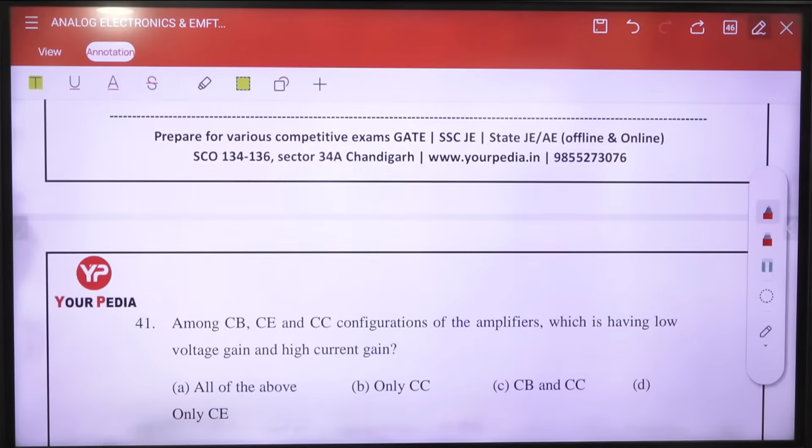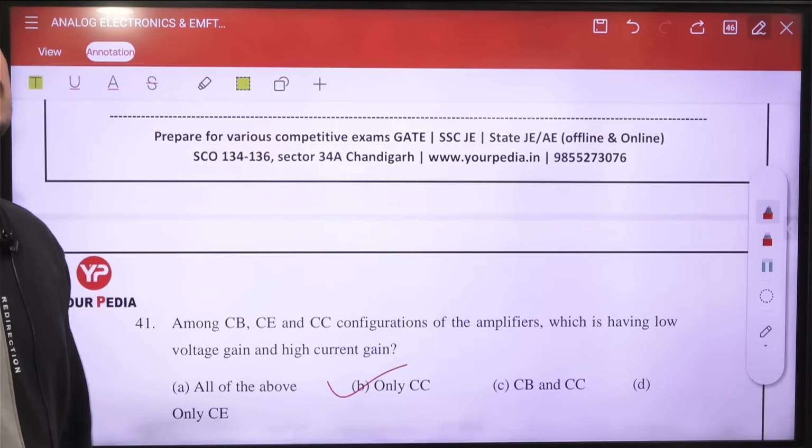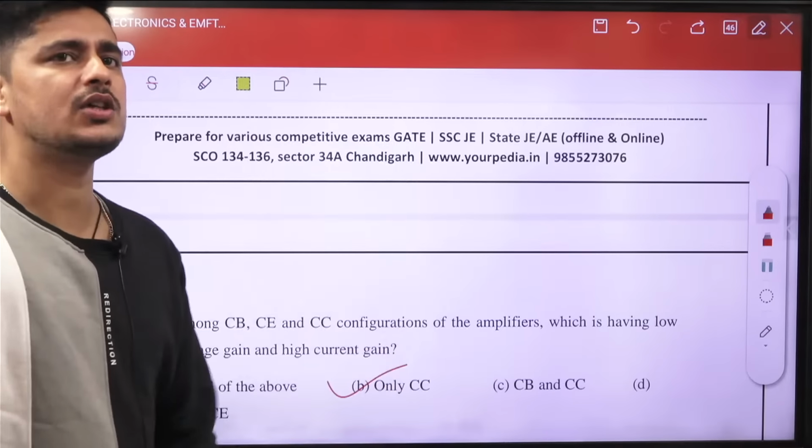I'm repeating again, everyone try to listen. Common base configuration has high voltage gain and current gain less than unity. The common emitter configuration has medium voltage gain but high current gain, and the common collector configuration has low voltage gain and high current gain. So the answer will be common collector configuration, option B here. Understood? Just make a table of that, because most questions in this type of exam come from there. Make the table which I taught you here.